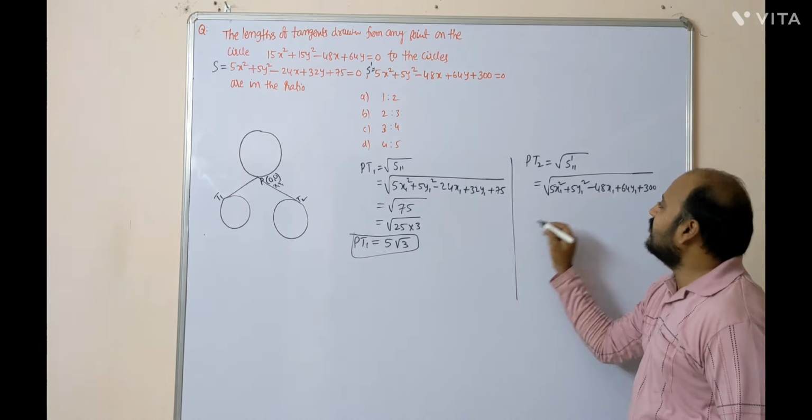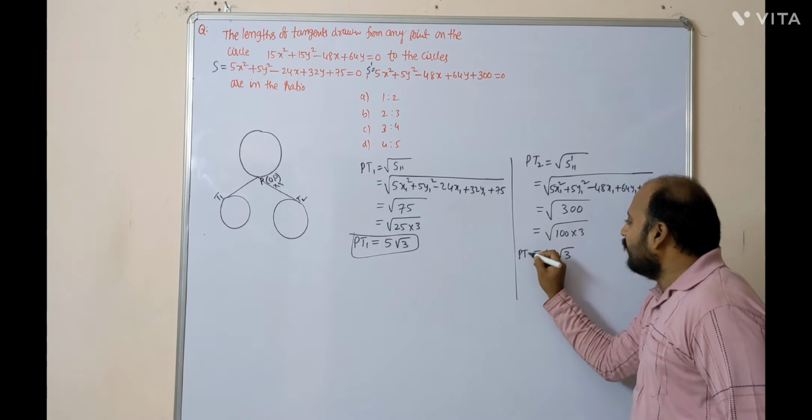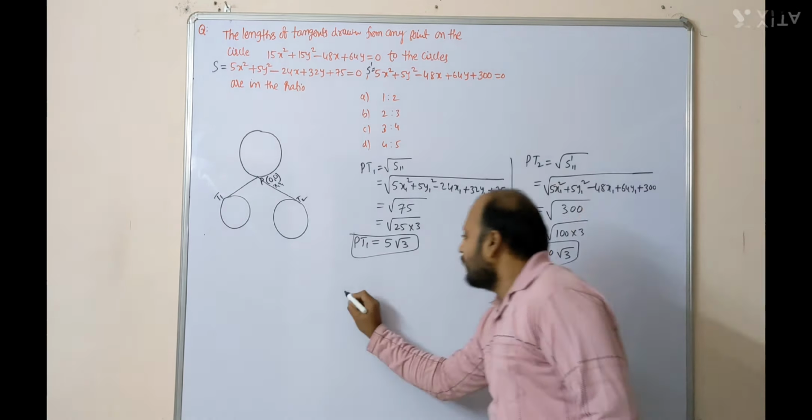So root 300. 300 means can we write like this? 100 into 3. 100 we can take outside as 10. 10 root 3. So this is PT2. They are asking this ratio, PT1 is to PT2. So 5 root 3 is to 10 root 3. Root 3 gets cancelled. 5 is to 10, 1 is to 2. So the required ratio is 1 is to 2.